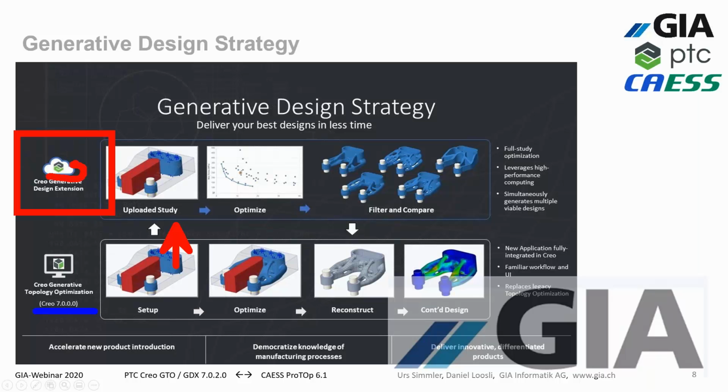As you can see here with that symbol, it's a cloud solution, and in the GDX solution we can do cloud computing. We can test many variants of our topology optimization products. Okay, this is a new product. This is only available in 7.0.20.